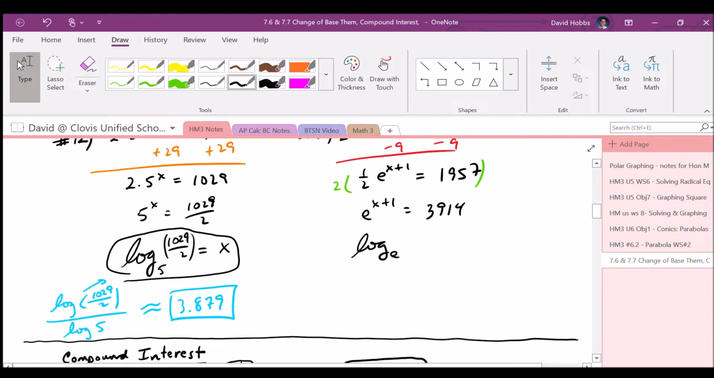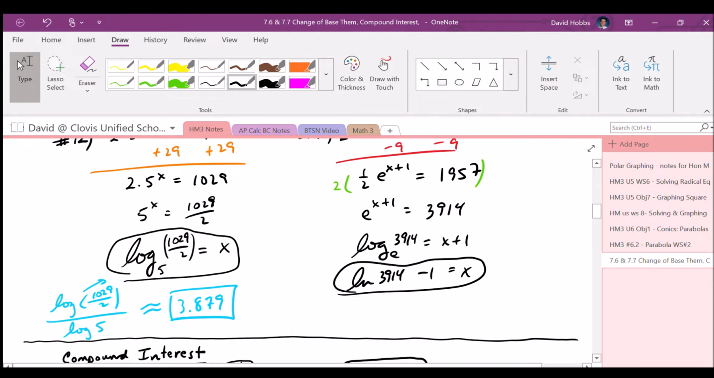Okay, so where's my exponent go? So the exponent goes on the other side of the equal sign, and then the 3914. So we're doing natural log of 3914, and that's equal to x plus 1. Of course, what's left to do? We do natural log of 3914, and then we subtract 1, and that's what x is.